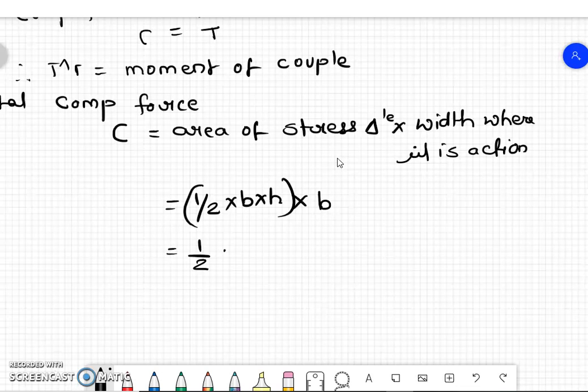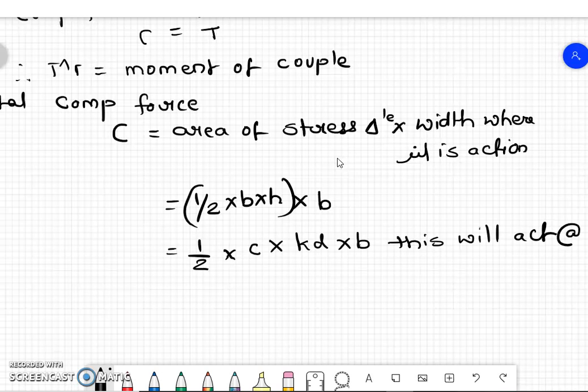So what is the area? What is the base? Base is equal to N, or you can consider it as KD, and height is C. So it is half C into KD into B. This is from the stress diagram. Kindly refer to the stress diagram. And this particular force will act at n by 3 from top. We have already marked this distance n by 3 in the diagram.